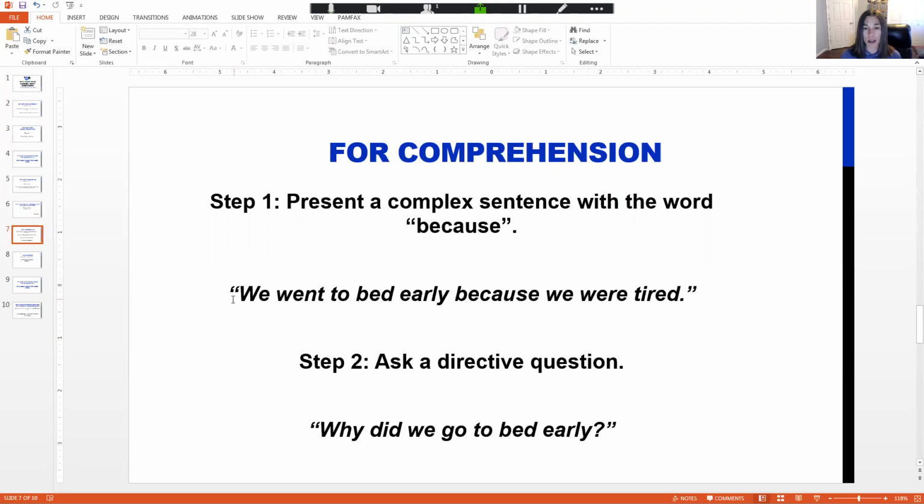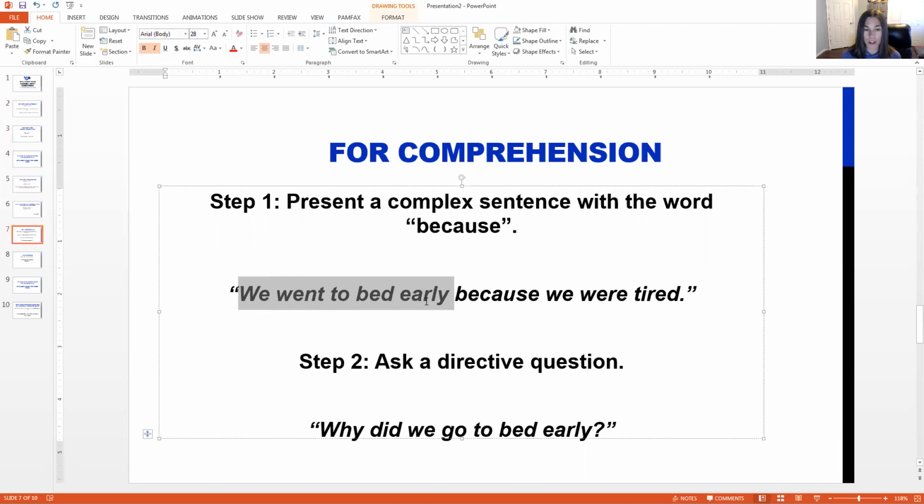So this sentence is a complex sentence. We have our independent clause here, we went to bed early, and then we have our subordinate clause, because we were tired. So because is the subordinate conjunction that's explaining the relationship between the clauses here.